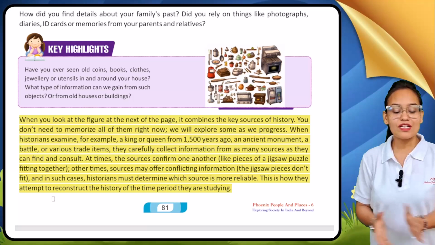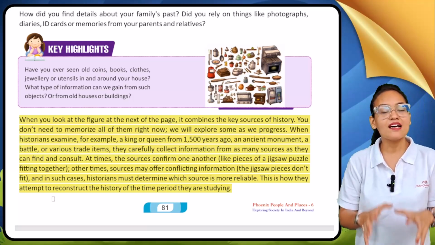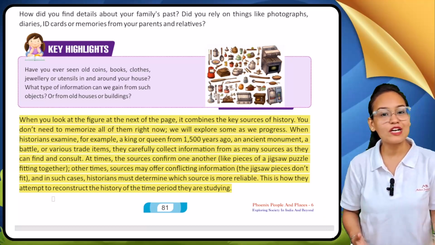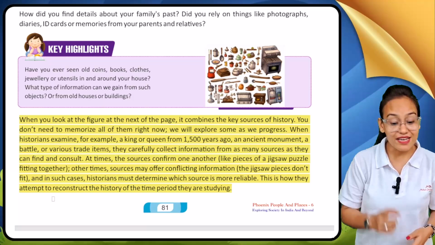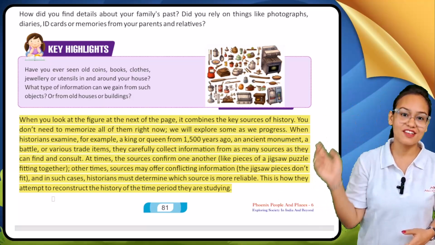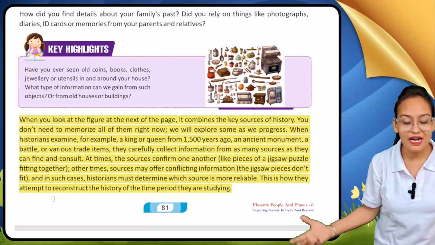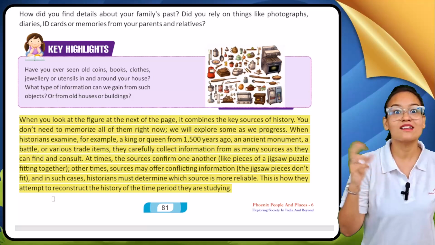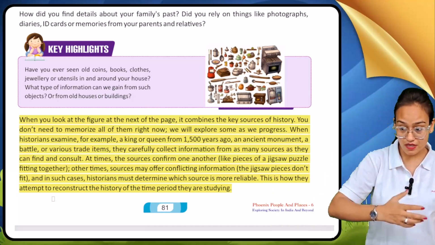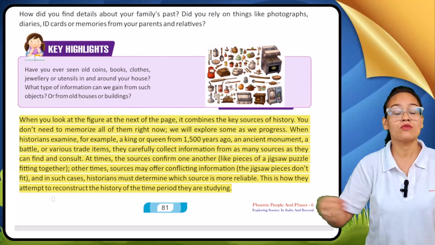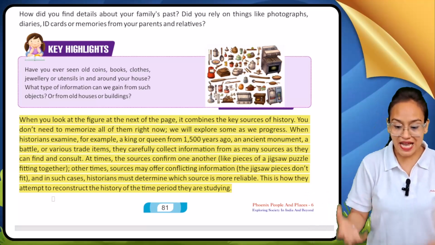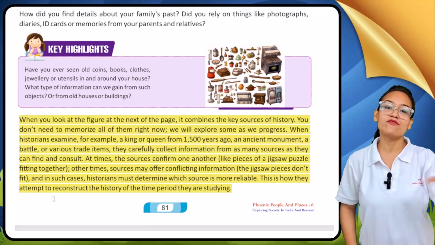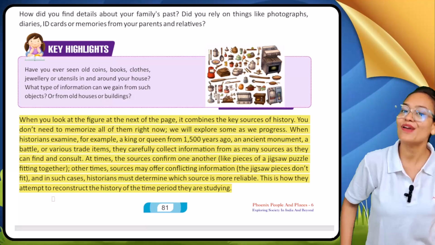When historians examine and study about our history, they take an example. And what kind of example did they take? Have a look here: a king or queen from 1500 years ago, an ancient monument, a battle, or various trade items. Historians take examples just like a king, about his kingdom, the era in which he or she ruled, and what type of monuments they built. So these are all the information through which a historian can gather information.